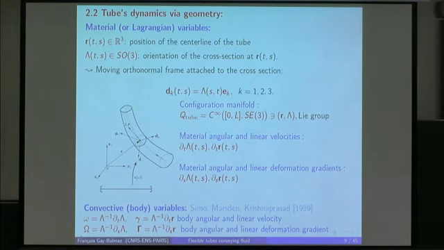I have small letters for the angular and linear velocity, like in rigid body, nothing special here, omega, gamma. And I have large letters for the corresponding deformation gradient, when I differentiate with respect to space. Okay, so these are the variables. The link with reduction by symmetry was established in this paper.